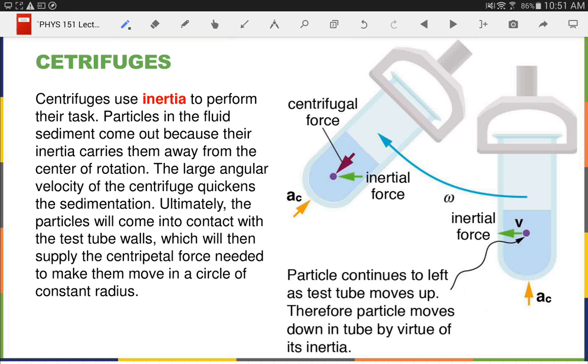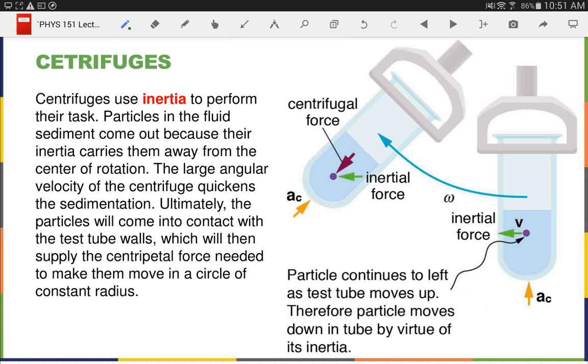But that force is there because inertia is trying to keep you straight, and a force is necessary to change the direction. And that's the same thing that goes on with the centrifuge. You take those little test tubes and you put your junk in it, whatever it happens to be, and you spin it really fast, and everything has a propensity to go in a straight line.